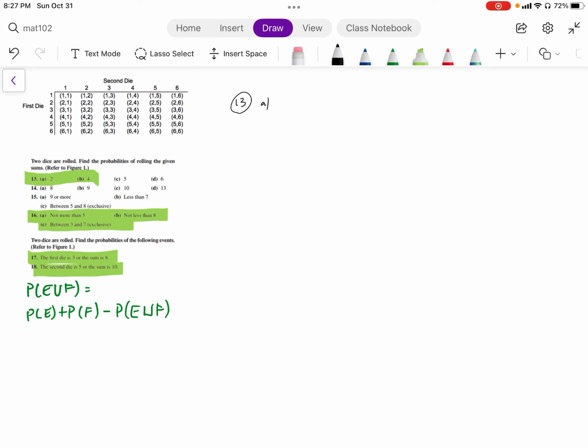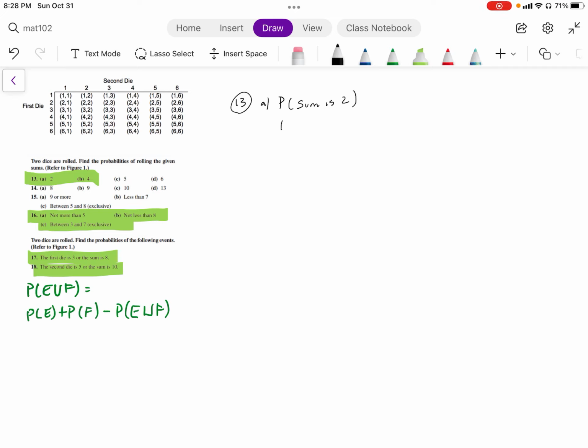So two dice are rolled. Find the probabilities of rolling the given sum. There are different ways of writing these, but since we know the scenario, we could just say the probability of 2, the event where the sum is 2. Or if you wrote probability sum is 2, that works too. Usually, the simpler the notation, the better.